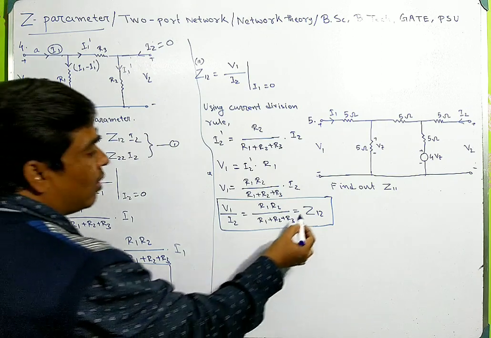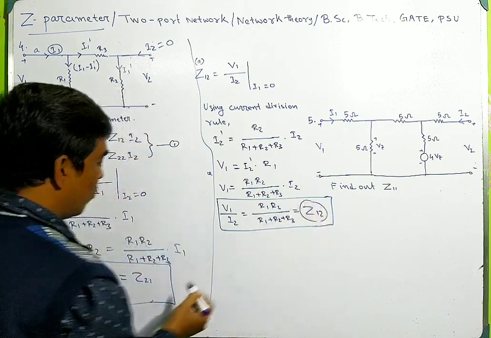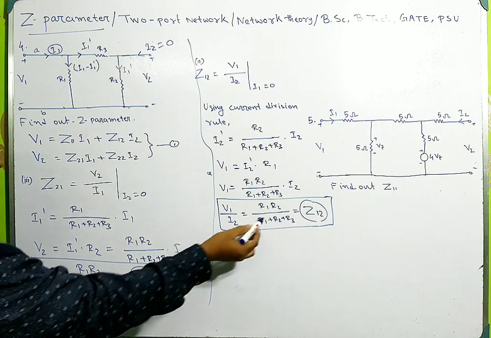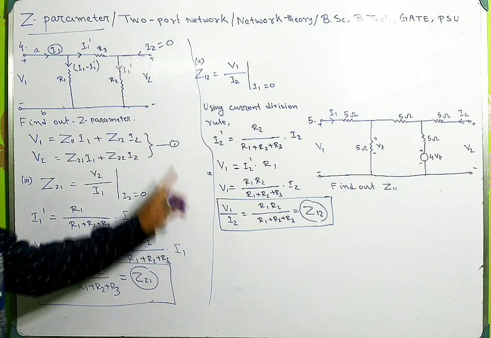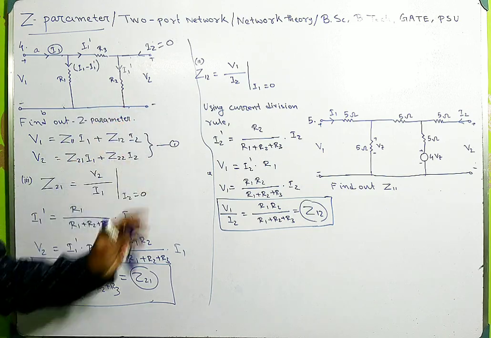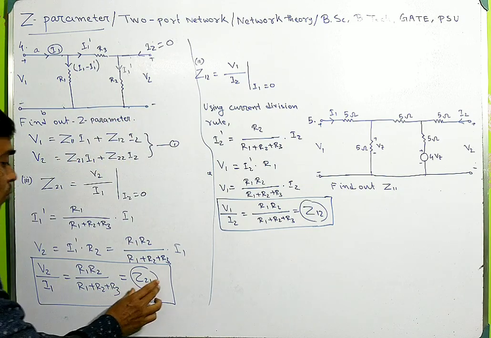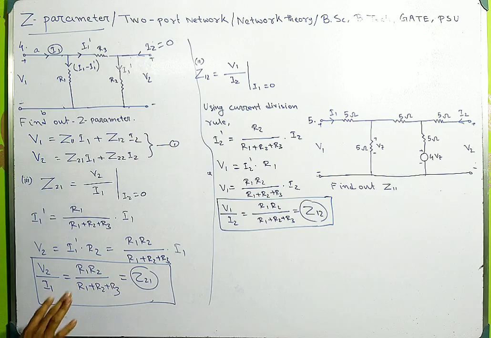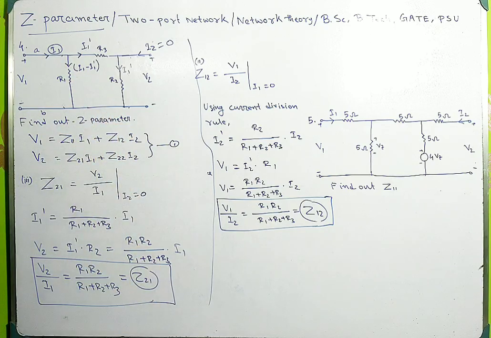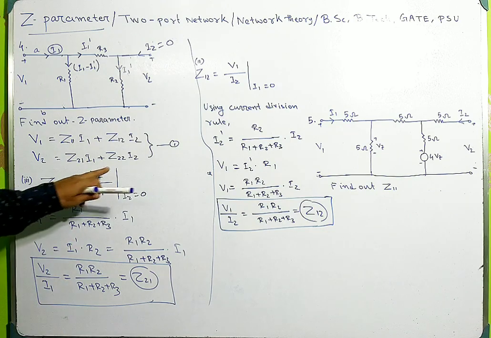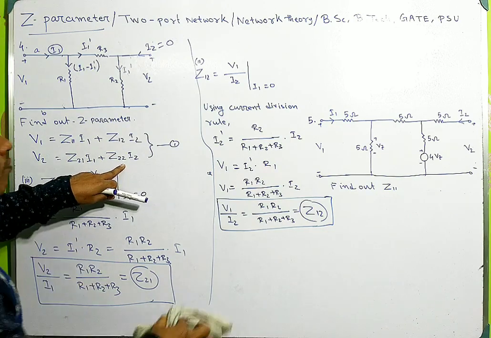Here you see that Z12 and Z21 are the same. So this circuit is reciprocal because these two values are the same. That means this circuit or network is a reciprocal network. Now we will find out Z22.